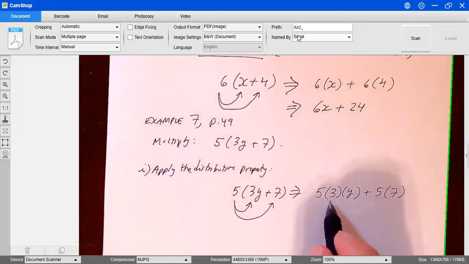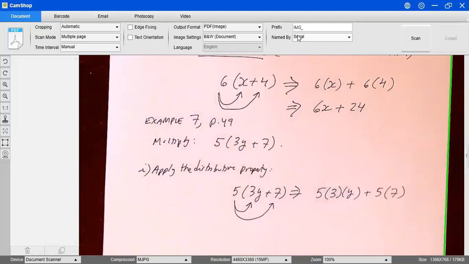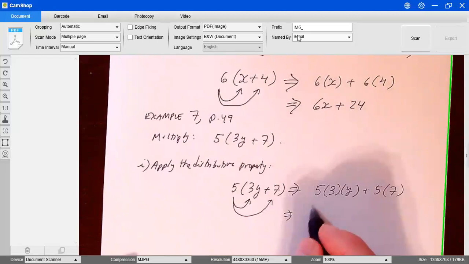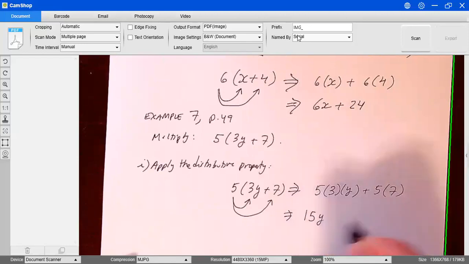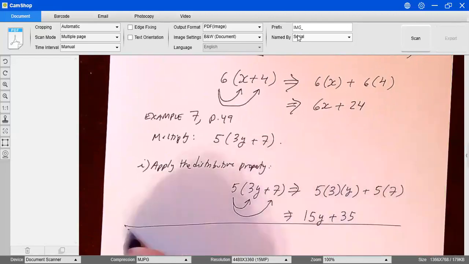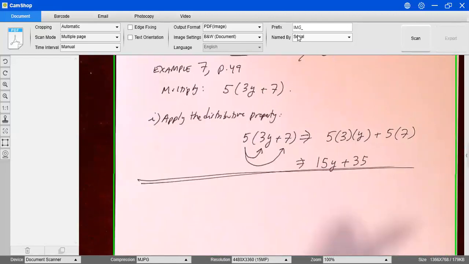So I'm writing 3y in a factor form to simplify my results, because when I multiply, what I need to multiply is just the number. So 5 times 3 is 15. And then we have y plus 5 times 7 is going to be 35. So this is what we're going to cover for this lecture.